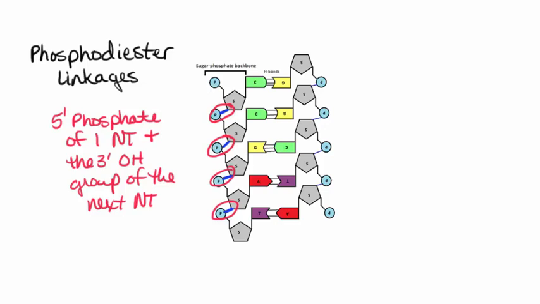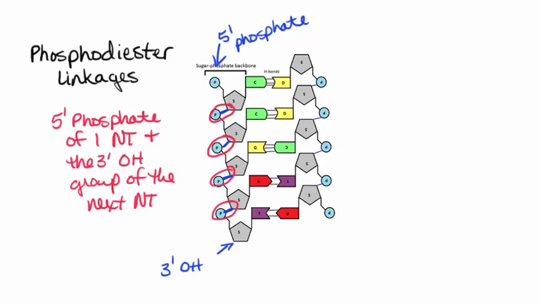Once we have done that, that molecule now has a unique orientation or a unique polarity to it. And what we mean by that is notice that one end is going to have just the 5' phosphate group on it. And then the other end down here is where we would find the 3' hydroxyl of the sugar. So strands of DNA are always going to have a 5' end and a 3' end, regardless of how long this molecule actually happens to be.